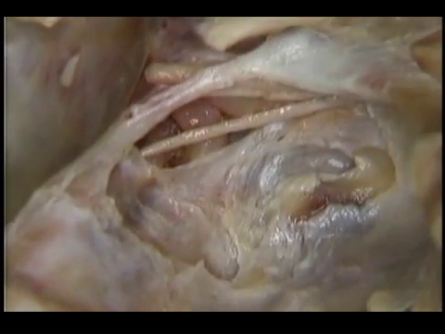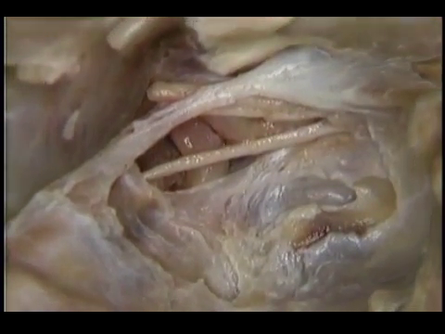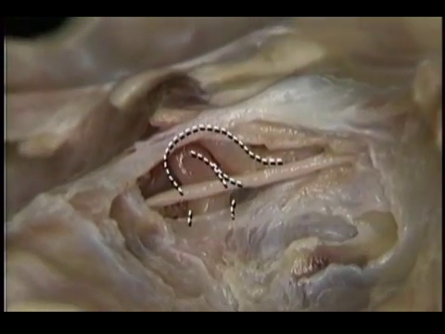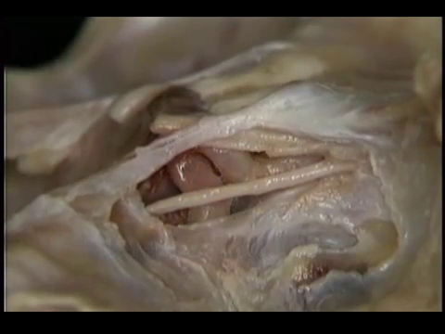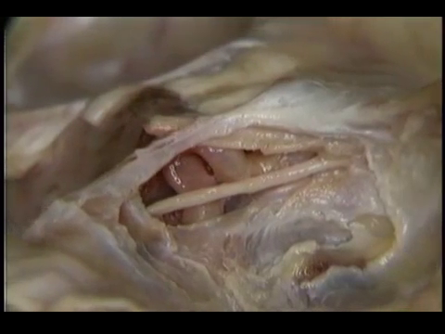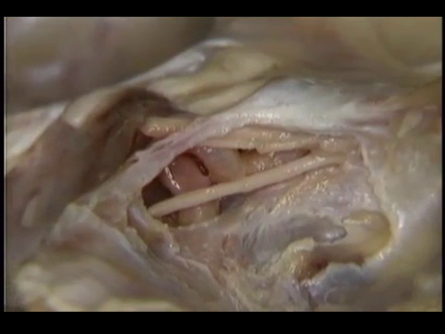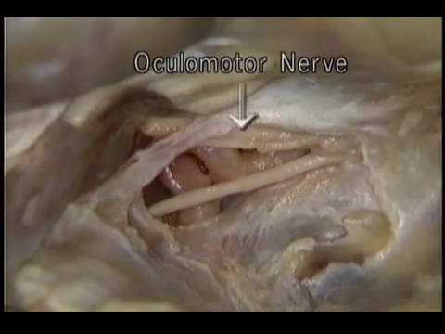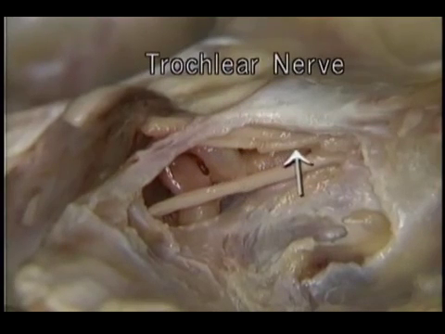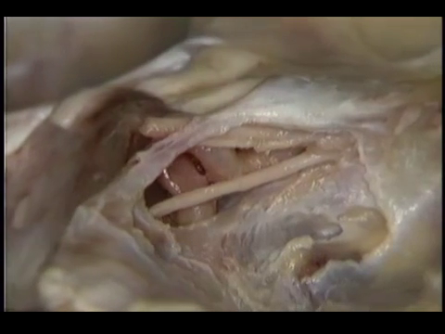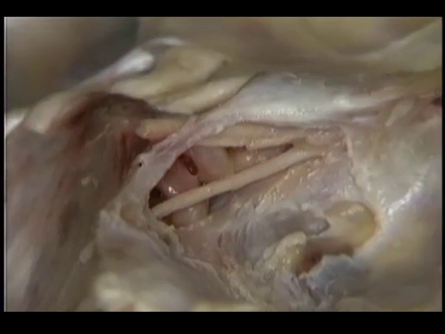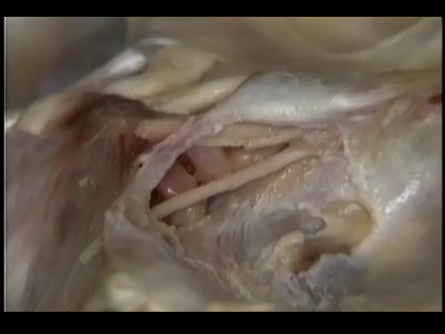In the living body, it's filled with venous blood. Within the cavernous sinus lies the internal carotid artery. The third, fourth, and sixth nerves pass forward in the lateral wall of the cavernous sinus. Here's the oculomotor, here's the trochlear, here's the abducent. All 3 nerves pass forward into the orbit through the superior orbital fissure, which is here.